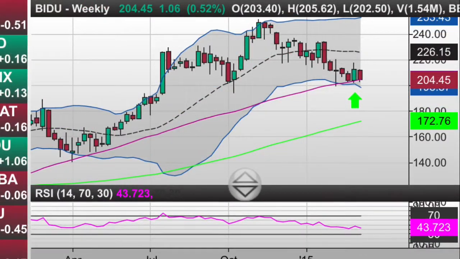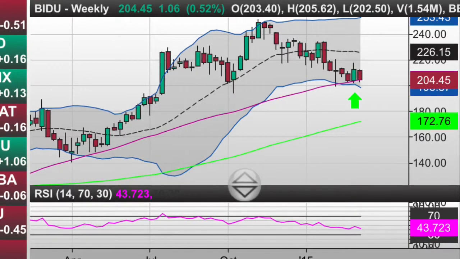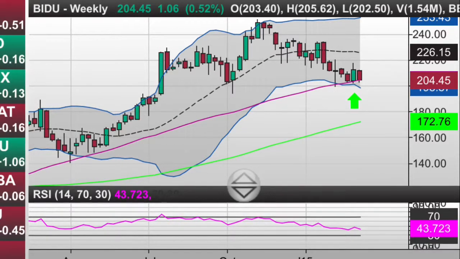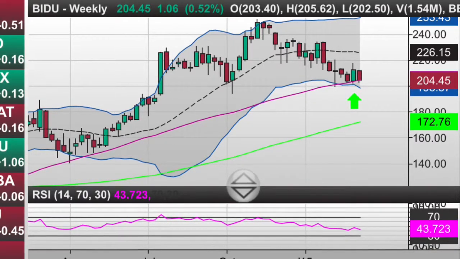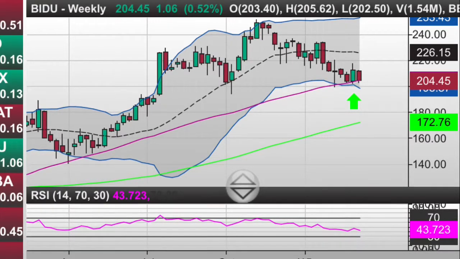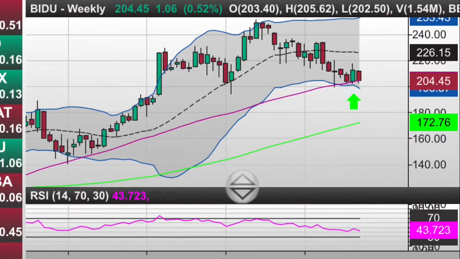Okay, so this is a weekly chart of Baidu. I'm currently managing this position. You can see price has pulled back once again to that ever important 50-week moving average. If it goes too far below that, I'm going to dump the position.